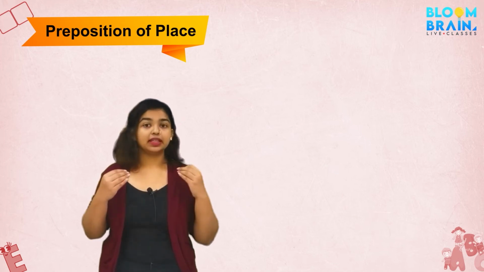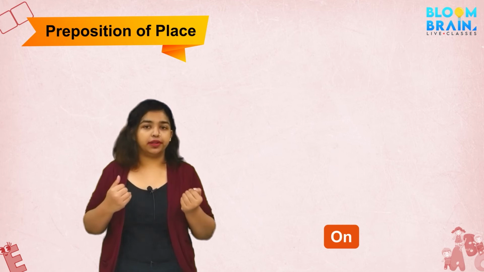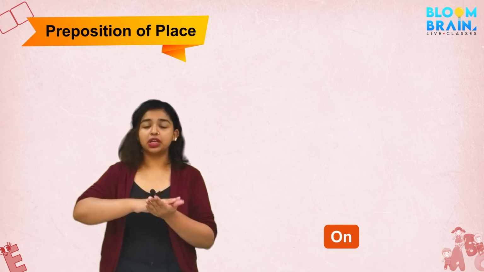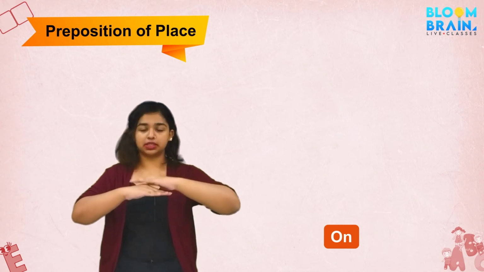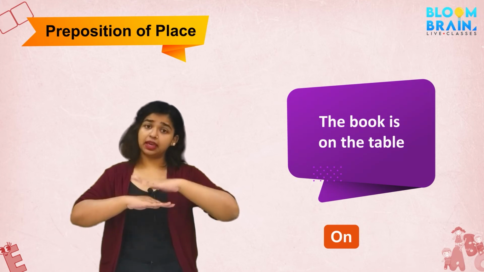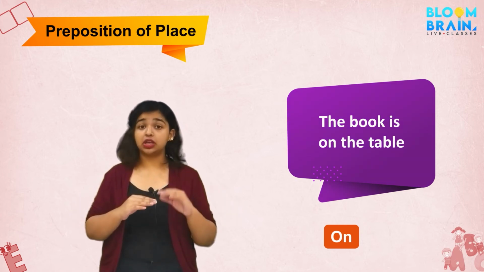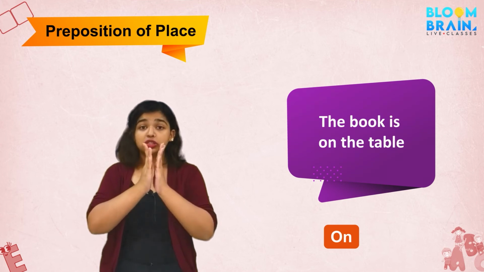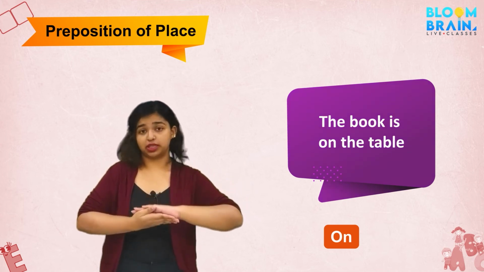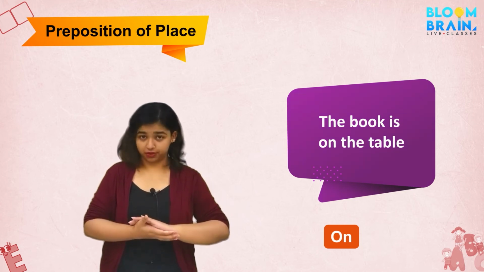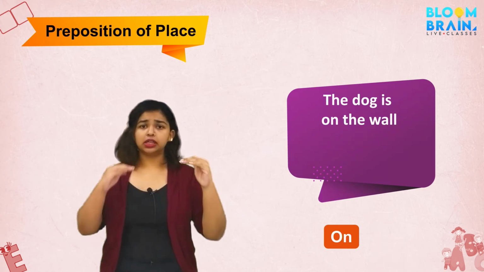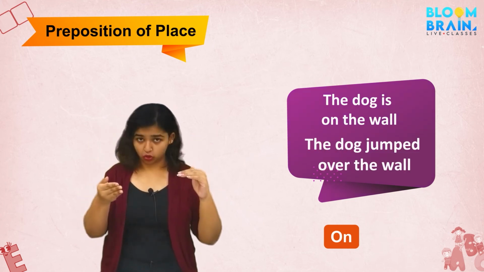Then we come to on. On is again when we are referring to something which is on something. So the book is on the table. Here you'll have to pay attention that whenever there is no spatial difference between the two objects, or the two nouns as we can say, then we are going to use on. Now, the dog is on the wall. The dog jumped over the wall.